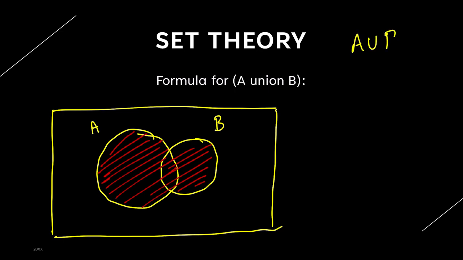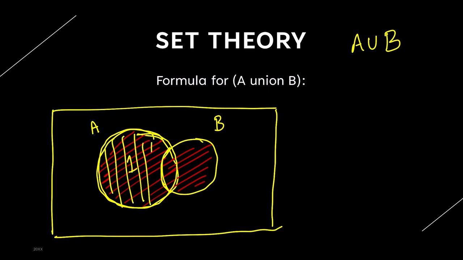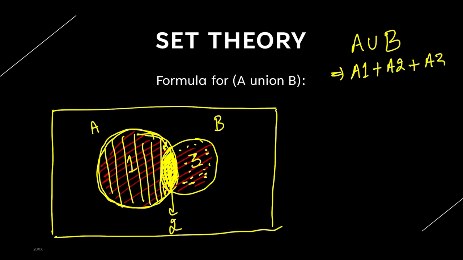Now, A union B, so let's only take A, this part. To form A union B, I need three things. I need this one part, I will show it like this, number one area. I need this area, and I need this part also. I will say this is area number 2, and there is another area I will represent by dot. This is area number 3. So, A union B is area number 1 plus area number 2 plus area number 3.